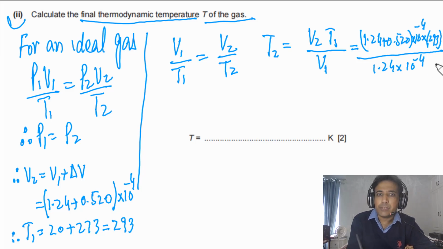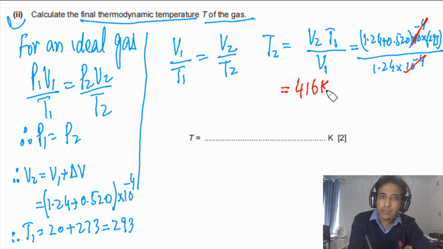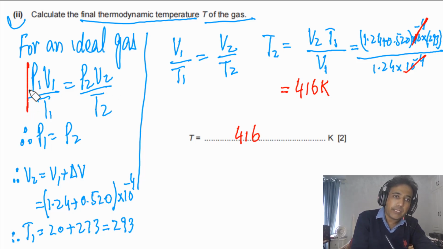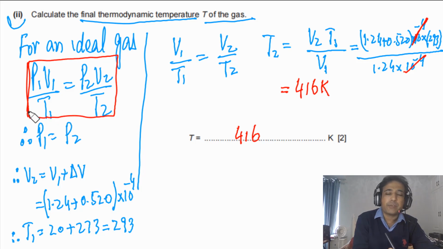So simply the 10 to the minus 4 we can cancel and simplify. So if we simplify, the value of T2 will be equal to 416 Kelvin up to 3 SF. So this is our final answer. So the main concept is this one. This one is the main concept.